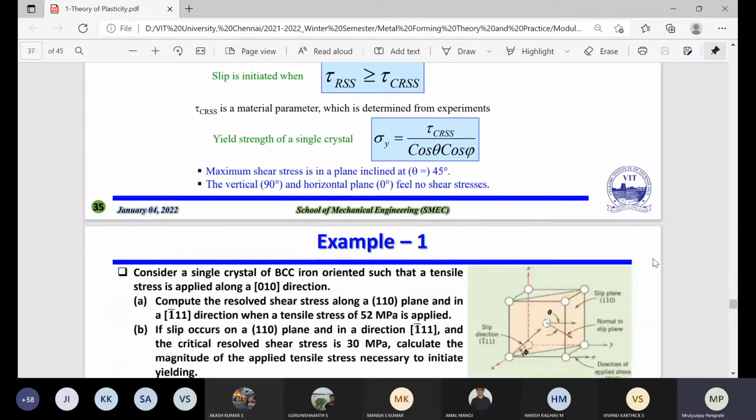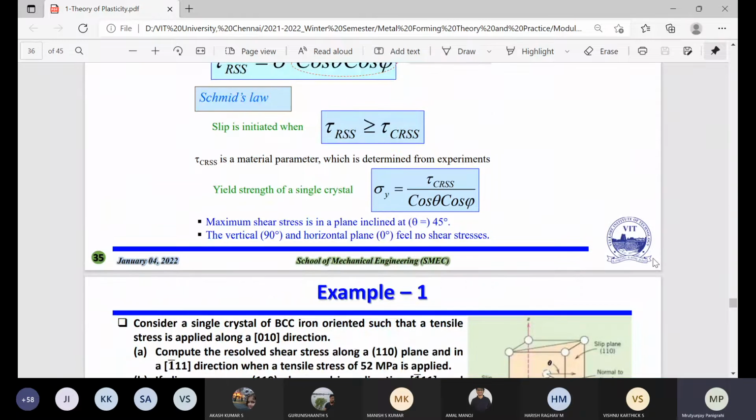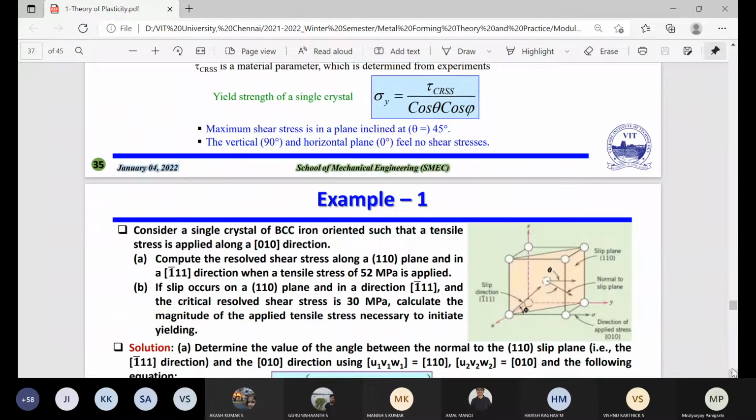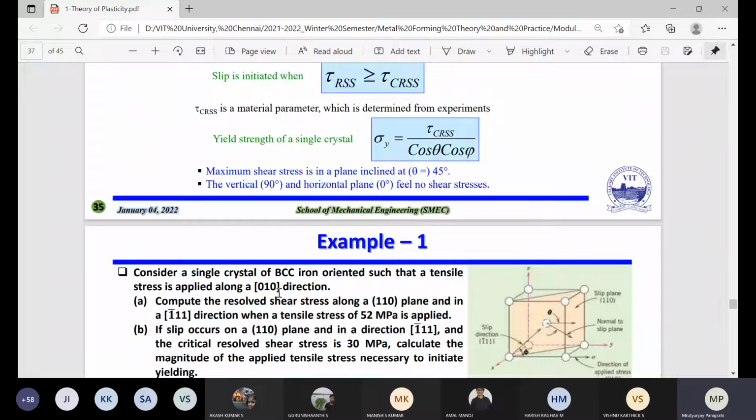So now the question, just write it. Consider a single crystal of BCC iron oriented such that a tensile stress is applied along a 0 1 0 direction. First question: compute the resolved shear stress along a 110 plane and in a 1 bar 1 1 direction when a tensile stress of 52 megapascal is applied.